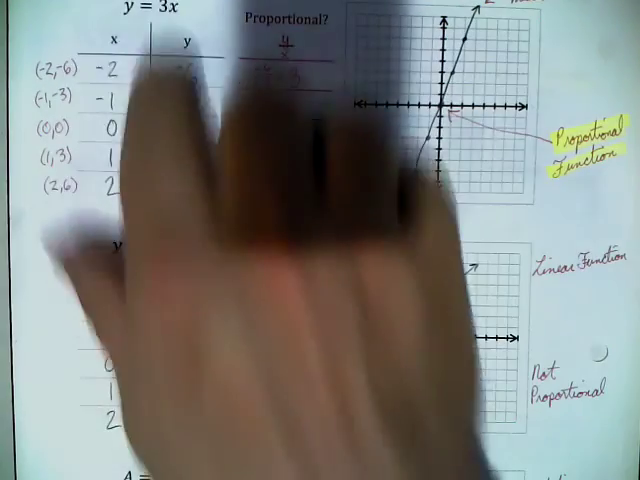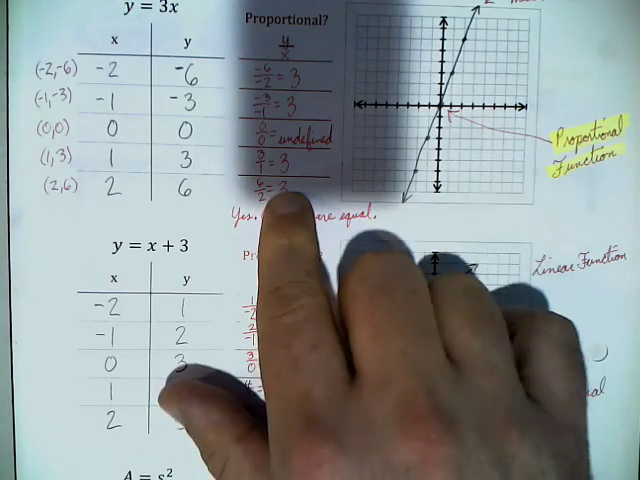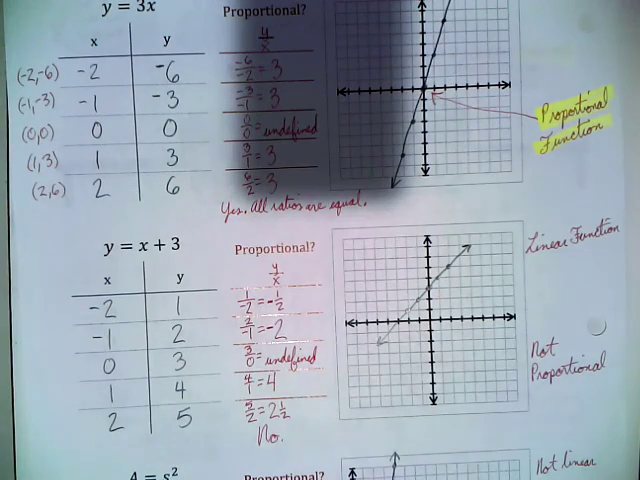Now on the other hand, if you're given a table of values, you can find out if it's proportional just by comparing each of the ratios.